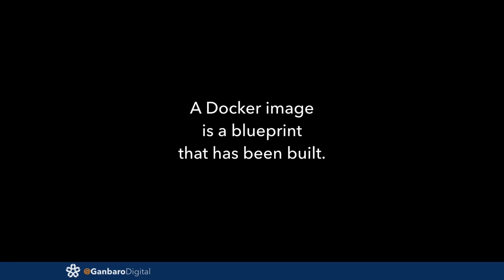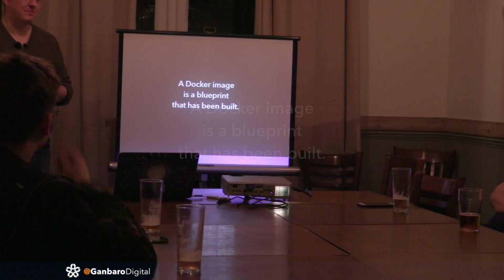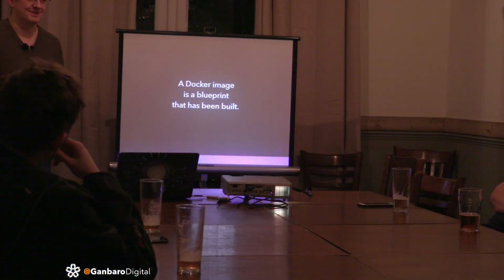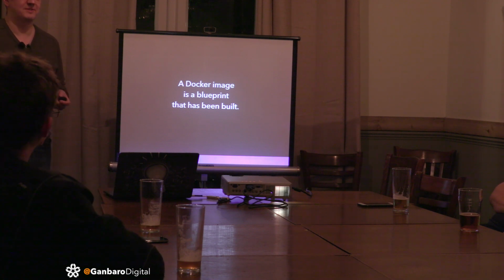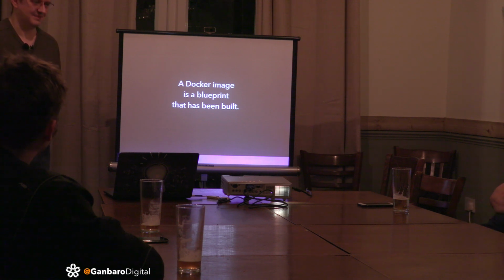So an image, all it is, it's a blueprint that's been built. We've said we want all these things when our container runs, and we've gone and built those things and packaged them up into an image. That's what an image is. It's like a VBox file for those of you who use Vagrant and VirtualBox, and you have to download virtual machine images to get started. It's very similar to that.